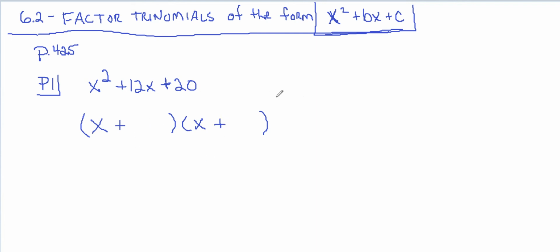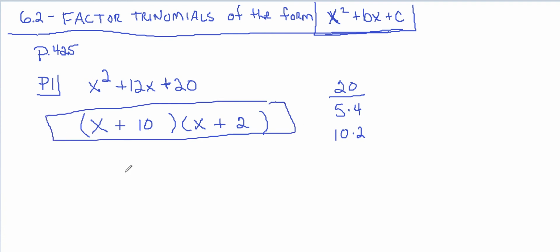And here I've got 20. What numbers will get me 12 in the middle? I'll just list the factors of 20 that I know until I run across something that adds up to 12. And it looks like there it is. 10 plus 2 is 12, and 10 times 2 is 20 when I multiply. So I've got 10 here and 2 here. Okay, and that's it. That's my factorization.